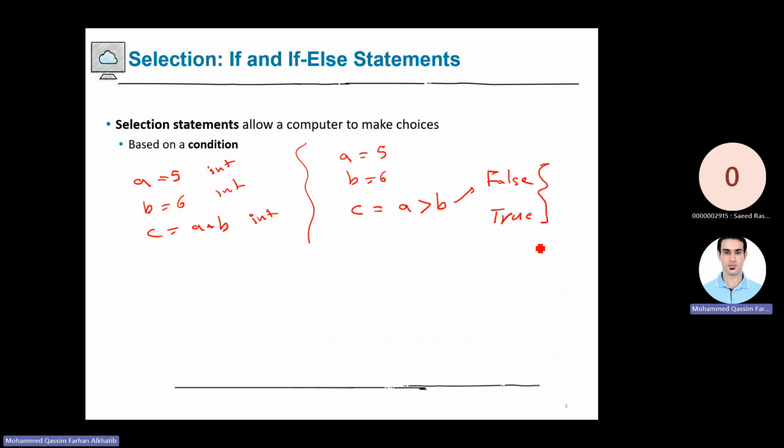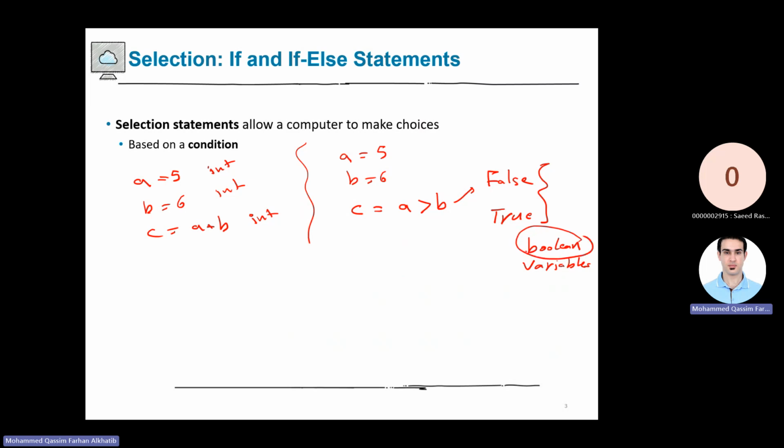And this is what we call Boolean variables. And Boolean variables have only two values, either true or false. That's not like numbers. And the data type is Boolean. So selection statements allow the computer to make choices based on a certain condition. The data type associated with these conditions is Boolean data type.